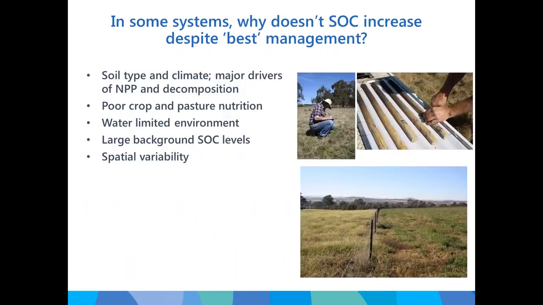So what's going on in some systems? Why doesn't soil carbon increase despite best management? There could be a few reasons. It could be because of soil type and climate. We know that they are major drivers of net primary productivity. They're also major drivers of decomposition, so that microbial process. It could be due to poor crop and poor pasture nutrition. No matter what management system you look at, there are good and bad examples of all of them. It could be because it's a water-limited environment, could be drought. With a lot of pasture systems, this can often be the case in my experience, it's due to spatial variability or large background levels of soil organic carbon.